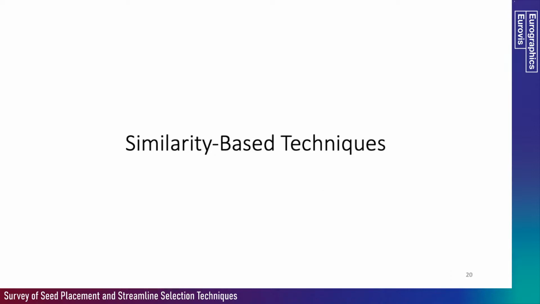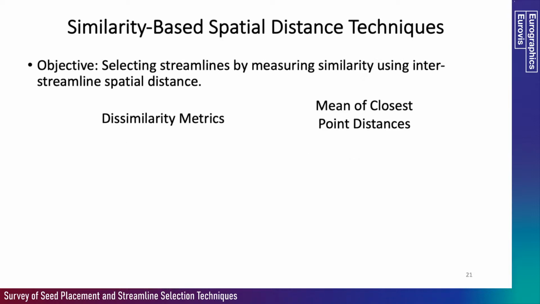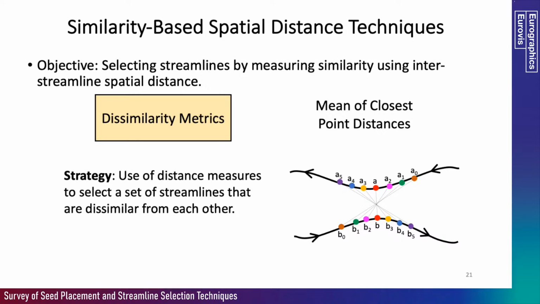A problem with density and feature-based techniques is that they fail to provide coverage without introducing redundancy. Similarity-based approaches address this by clustering similar streamlines together and identifying representatives. The first class of similarity-based techniques use spatial distance to measure similarity or dissimilarity between streamlines. The first subclass uses distance measures to select a set of streamlines that are dissimilar from each other.